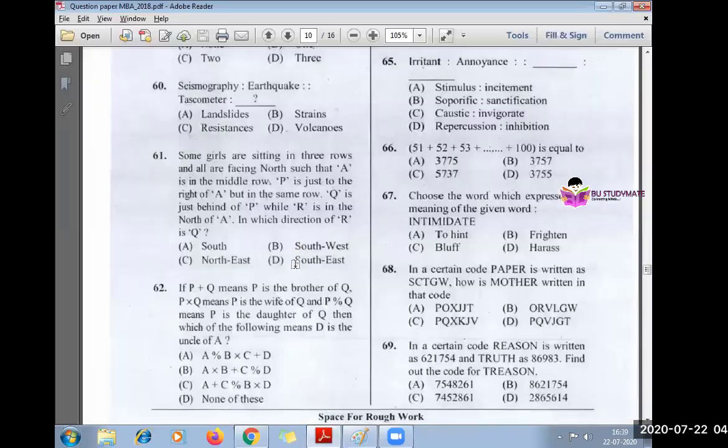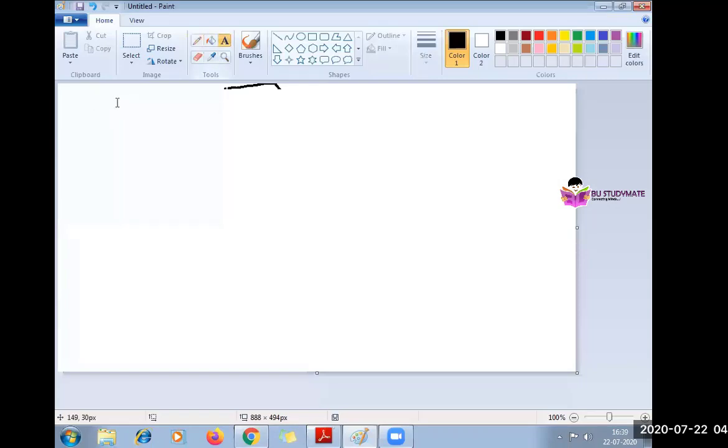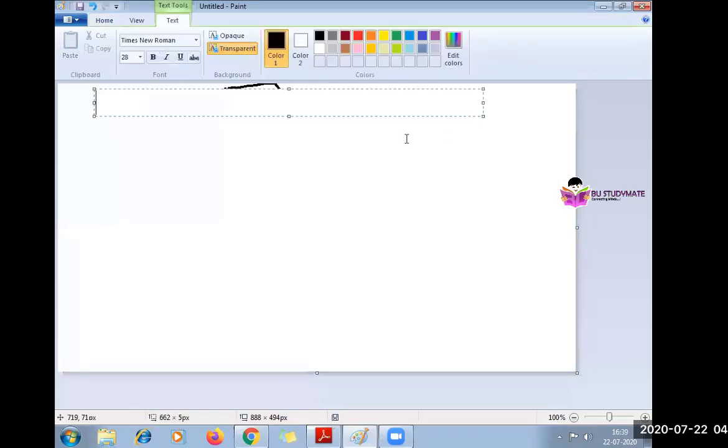Moving on to 62. What is this? If P plus Q means P is the brother of Q. First, let's write down the conditions. P plus Q means P is the brother of Q.